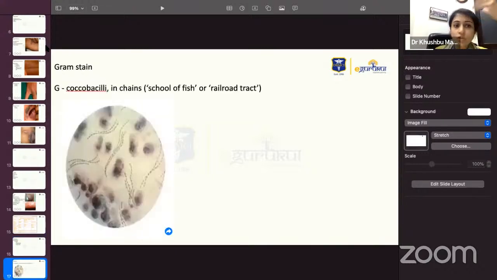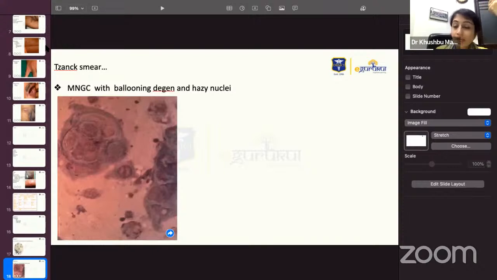So some pictures. I told you Gram stain for chancroid shows school of fish or railroad track appearance, in which I see these gram-negative coccobacilli arranged in chains, just like a school of fish. Then Tzanck smear, what do I see in Tzanck smear? I see multinucleate giant cells with a lot of acantholytic cells also. But the classical thing is multinucleate giant cells. Acantholytic cells are more classical for autoimmune blistering disorders.